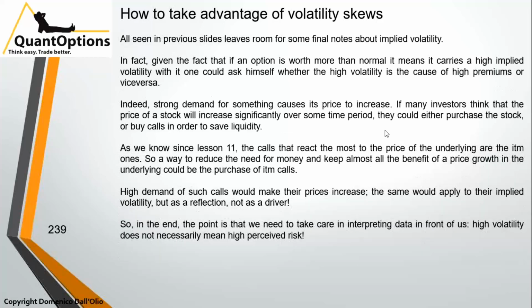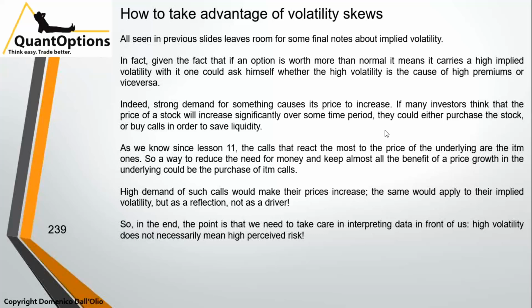All seen in previous slides leaves room for some final notes about implied volatility. In fact, given the fact that if an option is worth more than normal, it means it carries a high implied volatility, one could ask himself whether the high volatility is the cause of high premiums or vice versa. Indeed, strong demand for something causes its price to increase. If many investors think that the price of a stock will increase significantly over some time period, they could either purchase the stock or buy calls in order to save liquidity.